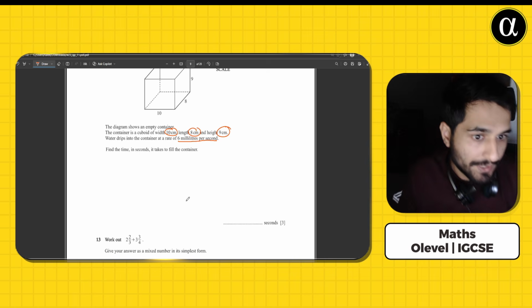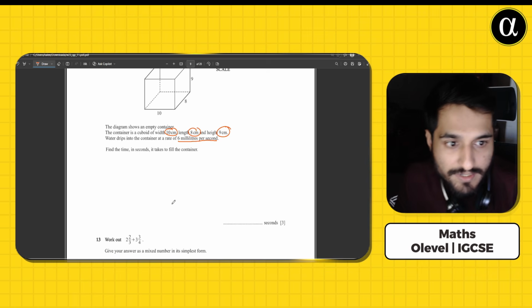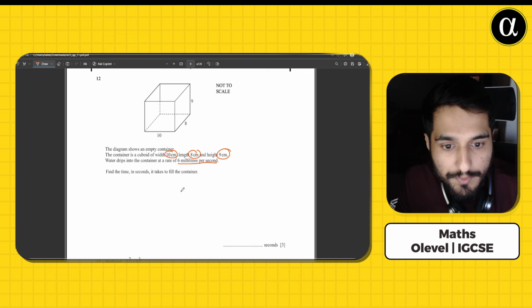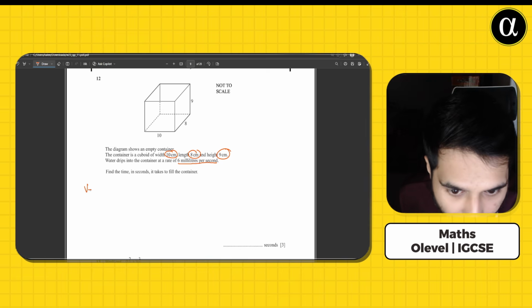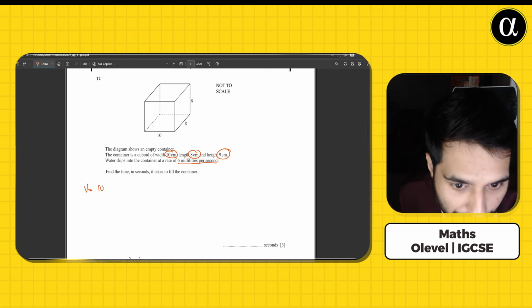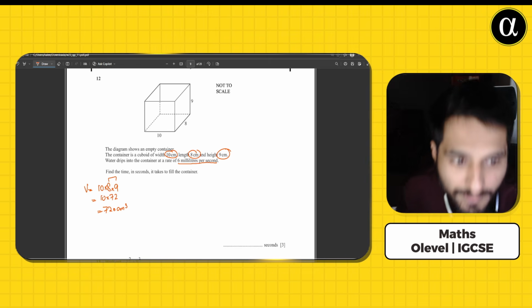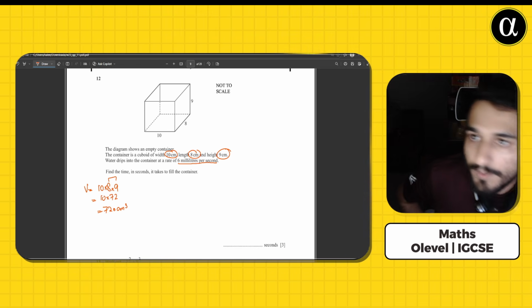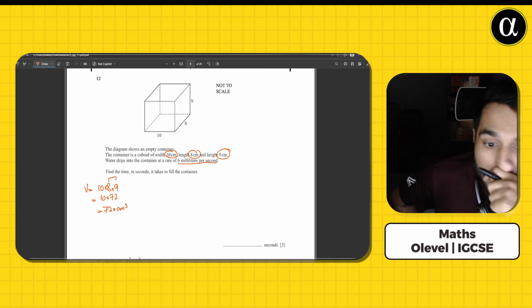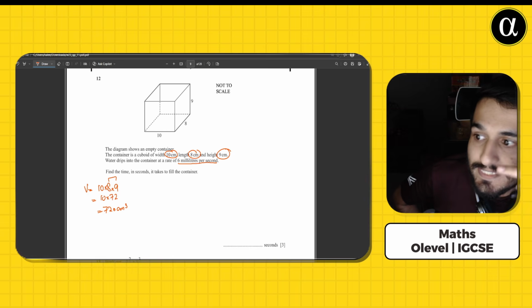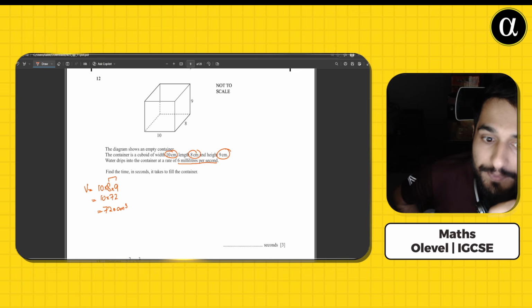Alright, so what are we going to do? The first thing for this question is the volume. Now, how do you find volume? It's going to be 10 into 8 into 9. 8 into 9 is 72, so 10 into 72 gives us 720 centimeter cube. Now what we know is the volume of this cuboid is 720 centimeter cube, and it takes 6 milliliters per second.